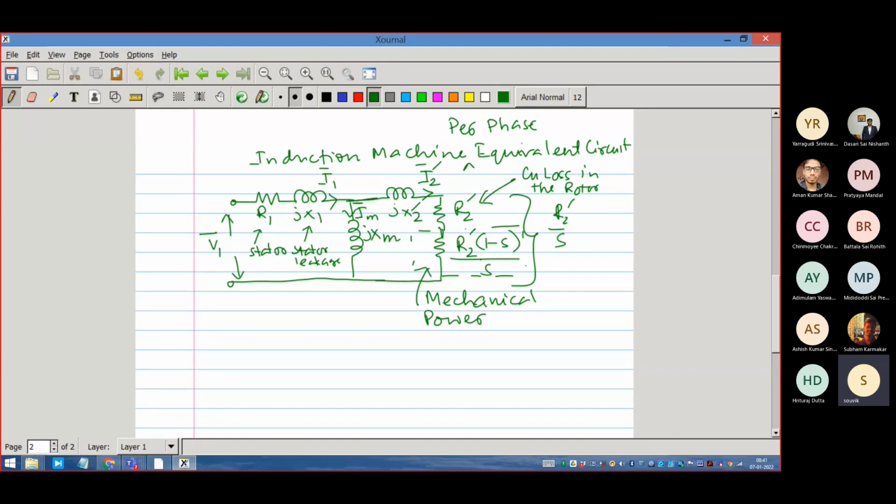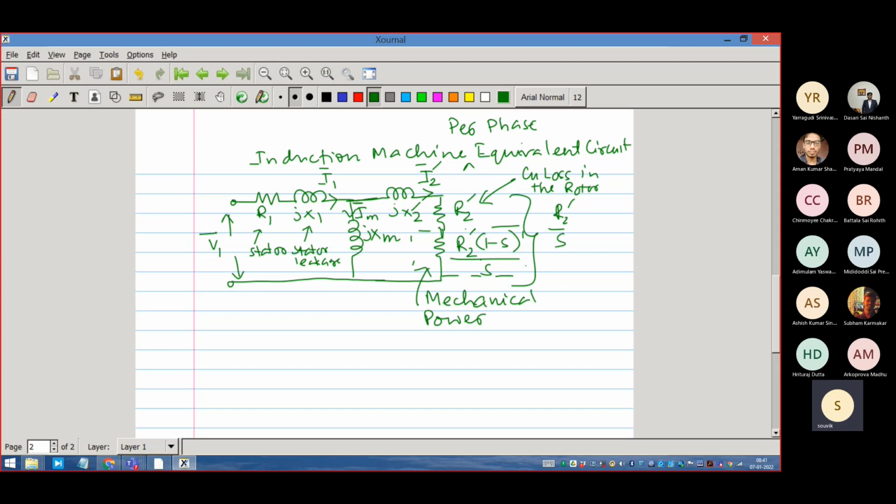So that thing, I have to put into the circuit. Otherwise, if I don't put it into the circuit, it means that there is no power conversion. So the mechanical power that has gone to the mechanical side is now represented by a fictitious resistance, and it can be derived as R2 dash into 1 minus S by S. It can be derived by equating that mechanical power. If we equate, I get that value in the electrical representation. So you must understand that it is not a physical thing. It is just representing the physics of power conversion from electrical to mechanical.